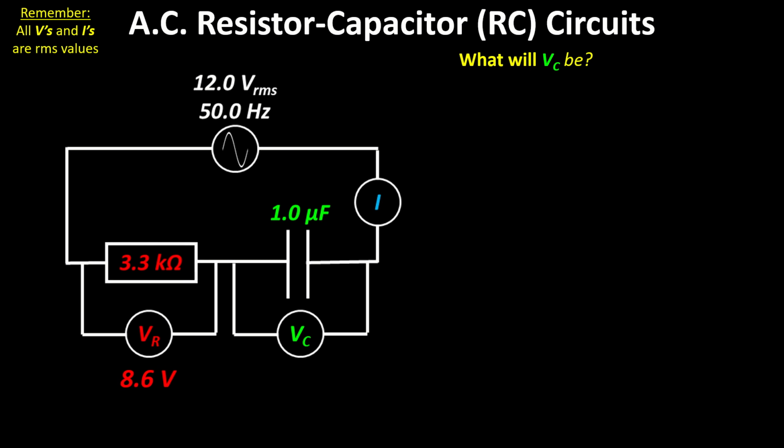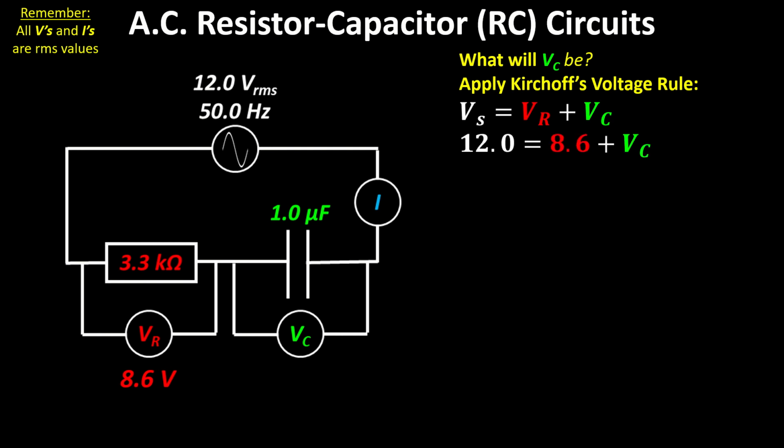Well, it makes sense to apply Kirchhoff's voltage rule, which is that the supply voltage should be equal to the resistor voltage plus the capacitor voltage. If we plug in the values we know, the supply voltage is 12 and the resistor voltage is 8.6. The capacitor voltage is then just the difference between them, which should be 3.4 volts.